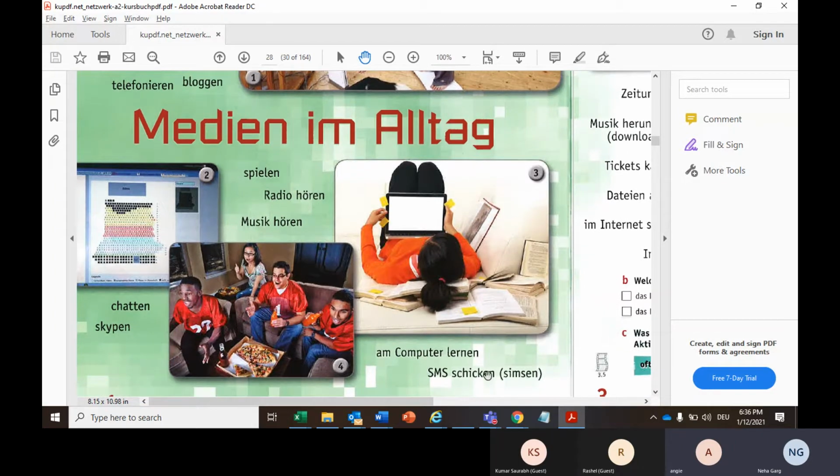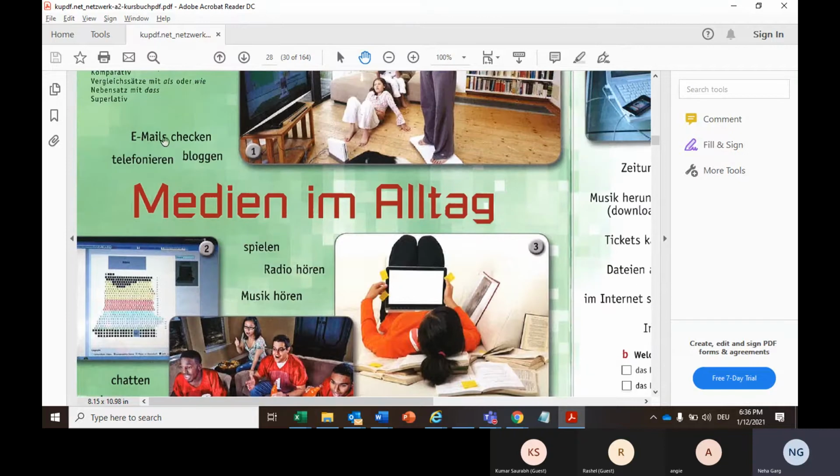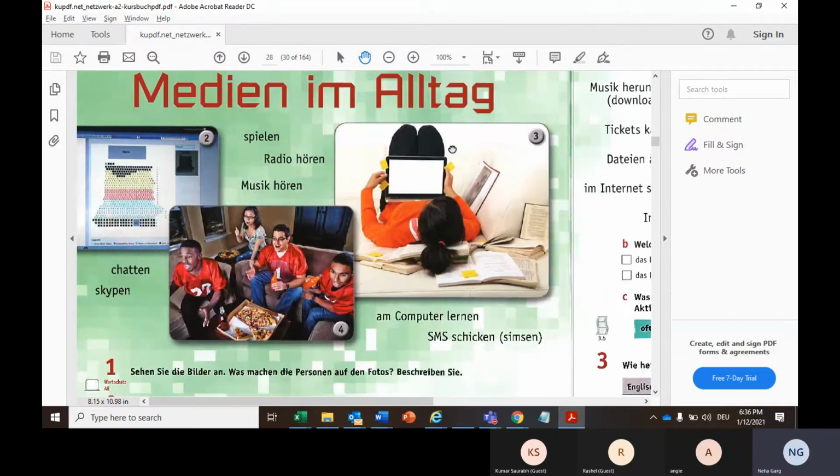So SMS checken means to send SMS. To learn on computer, to speak or chat on Skype, to listen to music, to listen to radio, to play, telefonieren, to check emails or to blog.